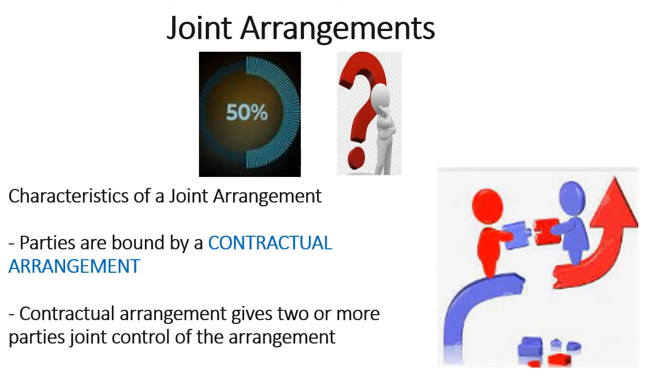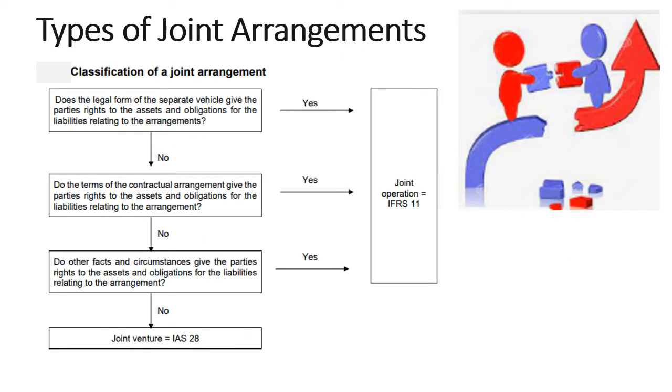The parties are bound by a contractual arrangement. The contractual arrangement gives 2 or even more, it can be more than 2 of those parties, joint control over the arrangements. There are 2 types of joint arrangements which we'll discuss on the upcoming slide. These types of joint arrangements consist of a joint operation and a joint venture.